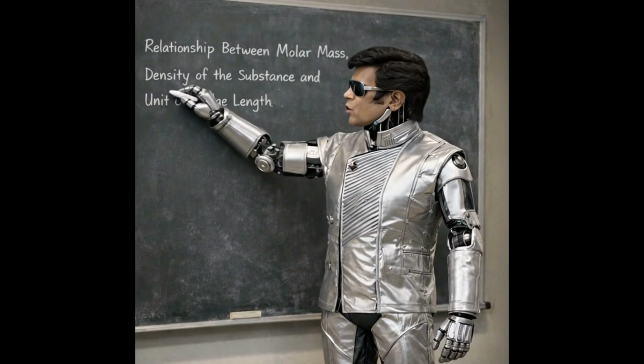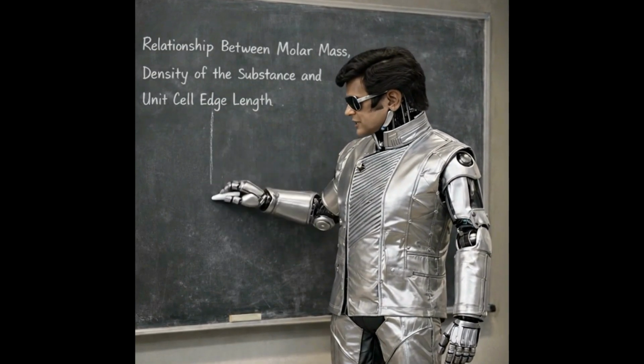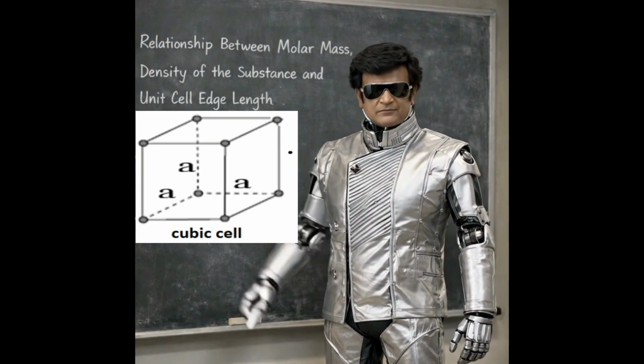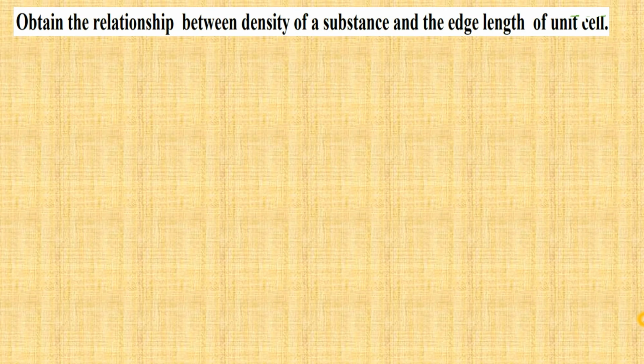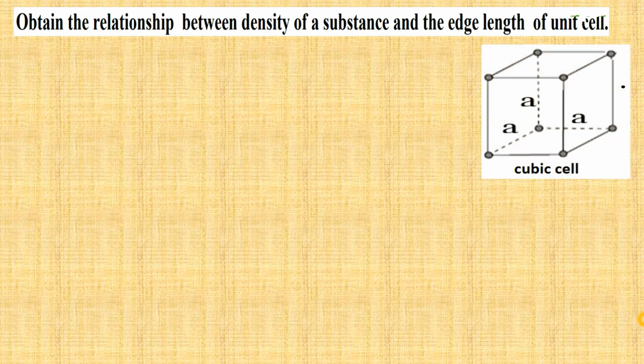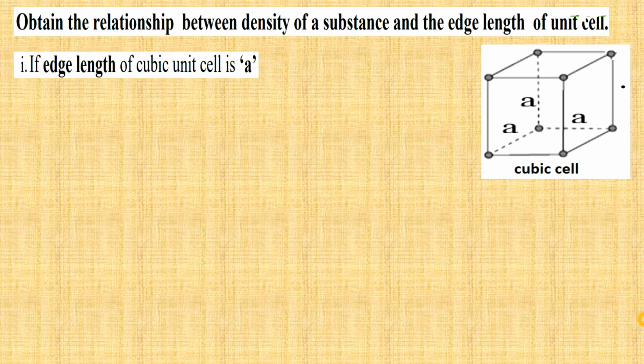The relationship between molar mass, density of the substance, and unit cell edge length. There is one derivation to obtain the relation between the density of the substance and the edge length of the unit cell. So this is a cubic cell. If the edge length of the cubic unit cell is A, so this edge length is A, this edge length is A, so it is a cubic. Here length, breadth and height are all equal. So we are taking such a unit cell whose edge length is the same, that is A.